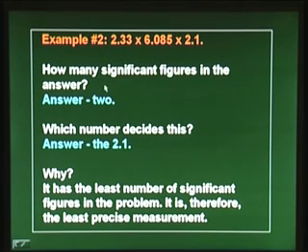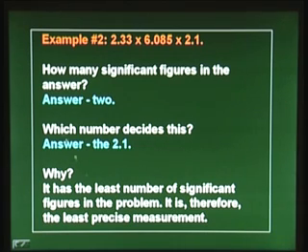Now I guess it must be obvious how many significant figures are here. We have 3 significant figures here, and 1, 2, 3, 4 here, but there are only 2 here. So the answer is obviously 2. How many significant figures will this particular product have? The answer is 2. Which number decides that? The number with the least significant figures, that's 2.1, because that has the least number of significant figures.